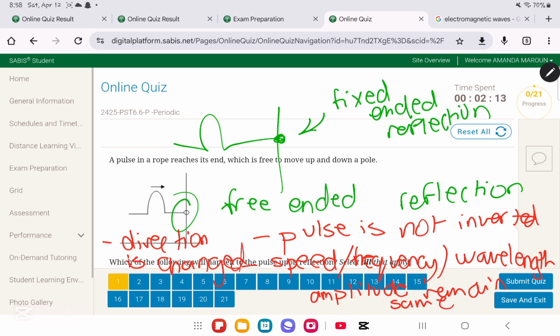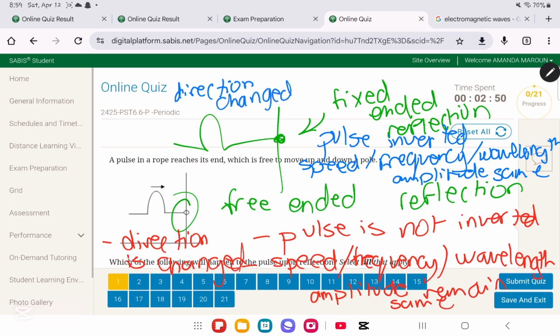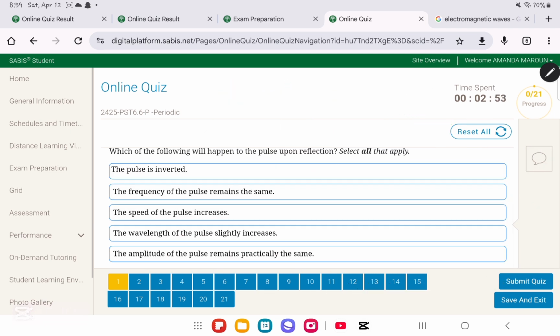However, for the fixed-ended reflection, we have that the pulse is inverted. But then we also have that the speed, frequency, wavelength, and amplitude also remain the same. And however, the direction is also changed. Alright, so which of the following will happen to the pulse upon reflection?